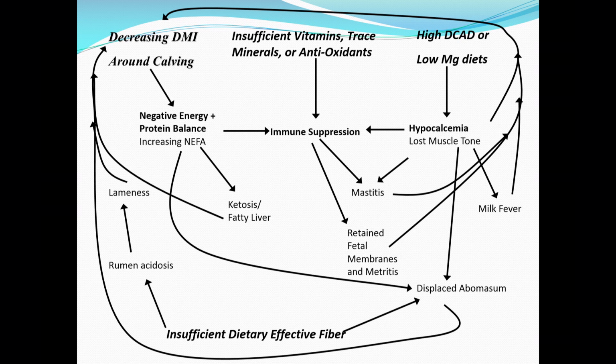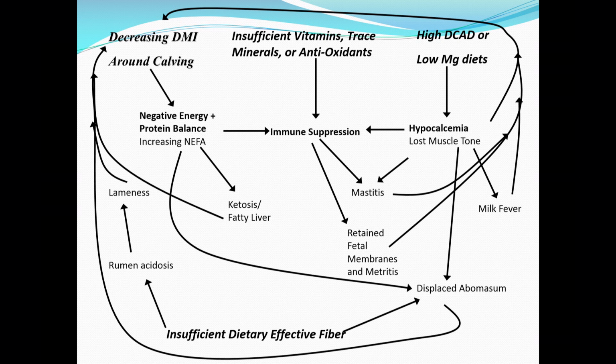On the left, you can see that the effects of negative energy and protein balance are big players in this immune suppression. They have effects on ketosis and fatty liver. It'll affect the incidence of displaced abomasum, all of which are going to affect feed intake even further in this animal and further this immune suppression.